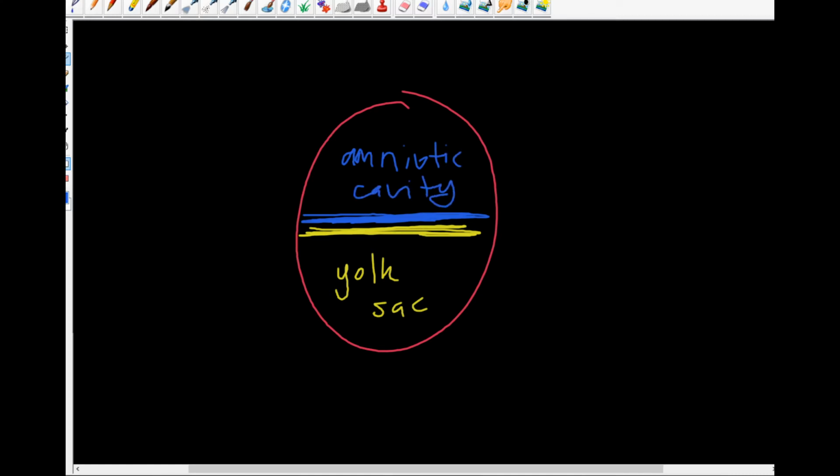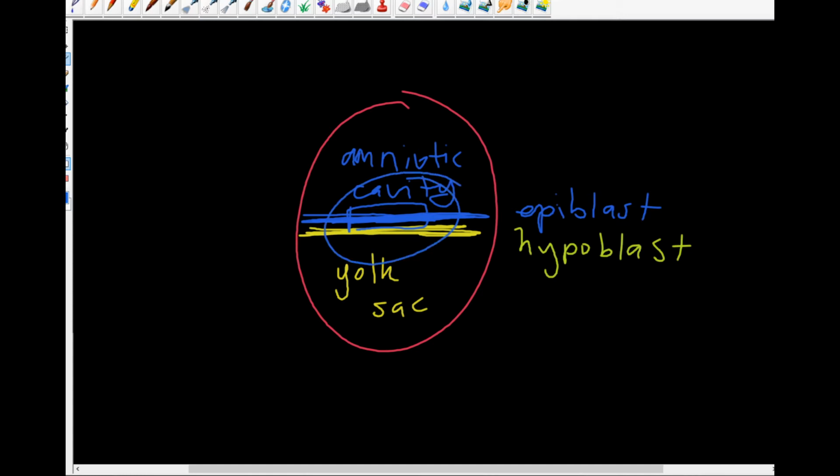What's going to happen is that the layer of epiblast cells here, I'm going to label these as well, epiblast and hypoblast, is going to form the neural plate. If we zoom in on this, we're going to get a sheet of cells like this.